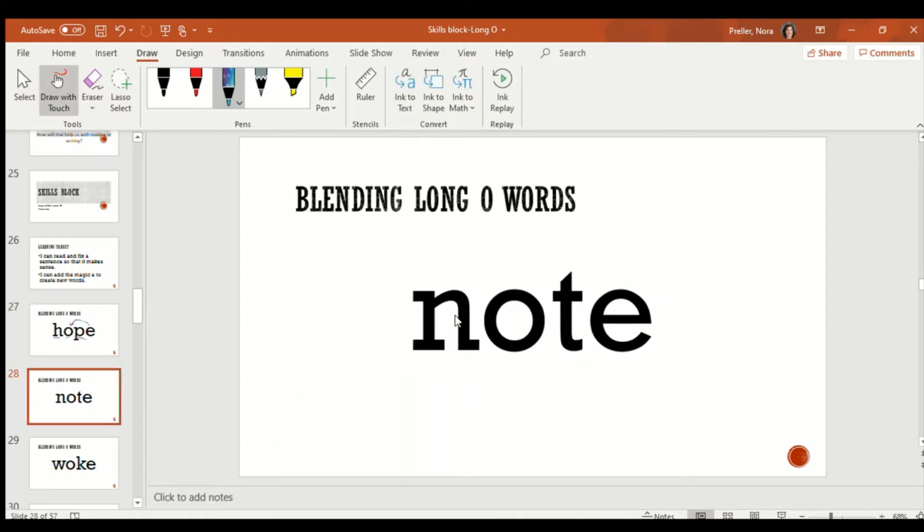Here's another one. I see the magic E, so I remember that this is saying O. Let's sound it out. Oat, note. Without the E, it'd be not. And you can hear how those are two different words. We want to make sure the O is saying O.